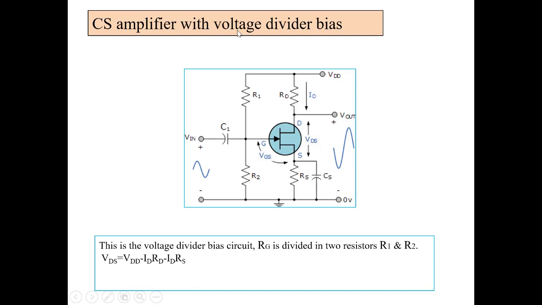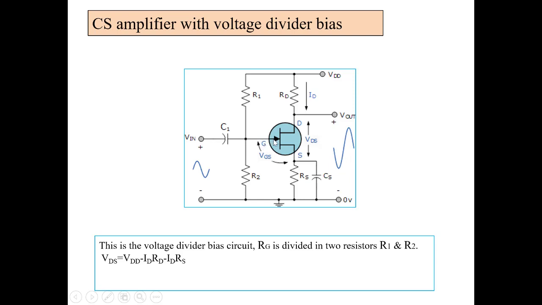Common source amplifier, CS amplifier with voltage divider bias. This is another main diagram of the common source amplifier which will give you a better understanding of it using the voltage divider bias concept, right? For the concept of voltage divider bias, we understand that one resistance is divided into two parts. Which resistance? Obviously the input resistance, right? What is the input terminal? That is the gate terminal.